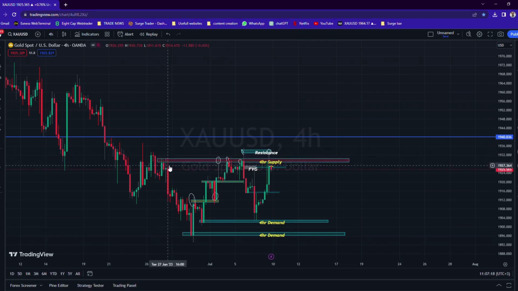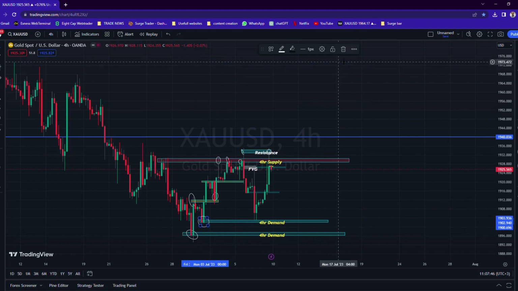So we'll draw a rectangle right here to determine that this is our supply zone. And then this move went straight up to here. This is the last move that was created to the upside, the last big move. So this green candle right here and this one are the two demand zones. So this one and this one are the two demand zones.